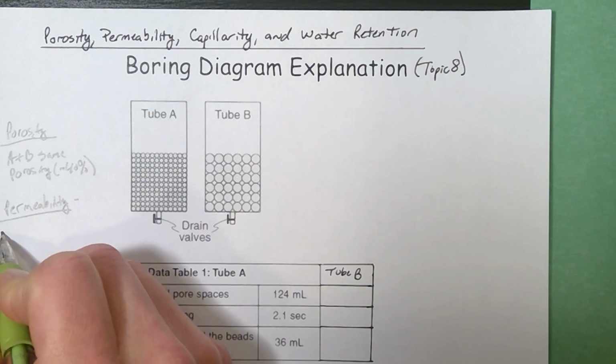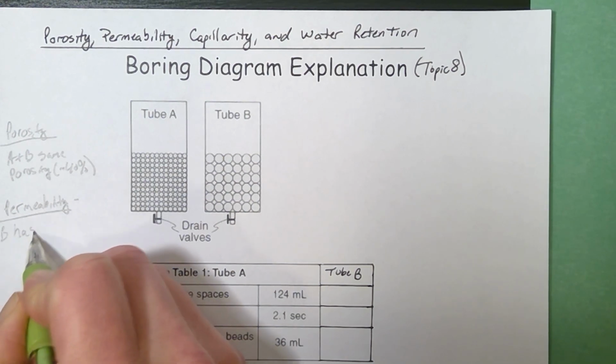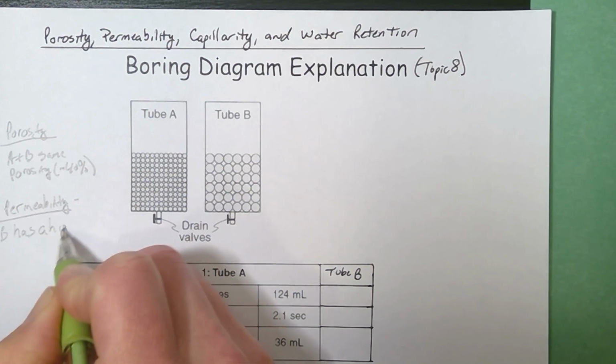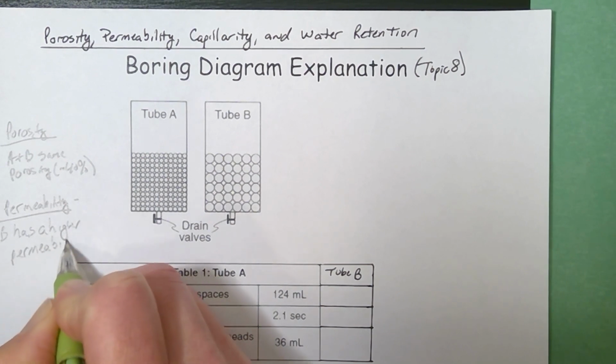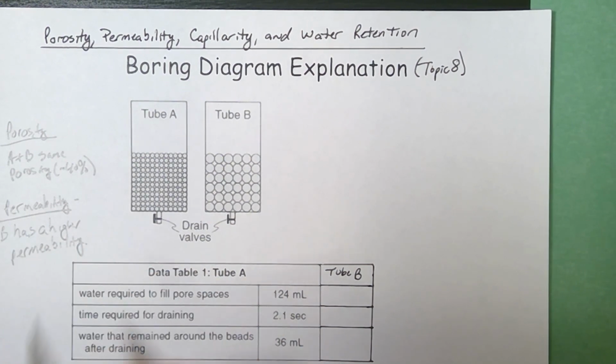So for this one, B has a higher permeability. Honestly, it's easier for water to pass through large pore spaces.